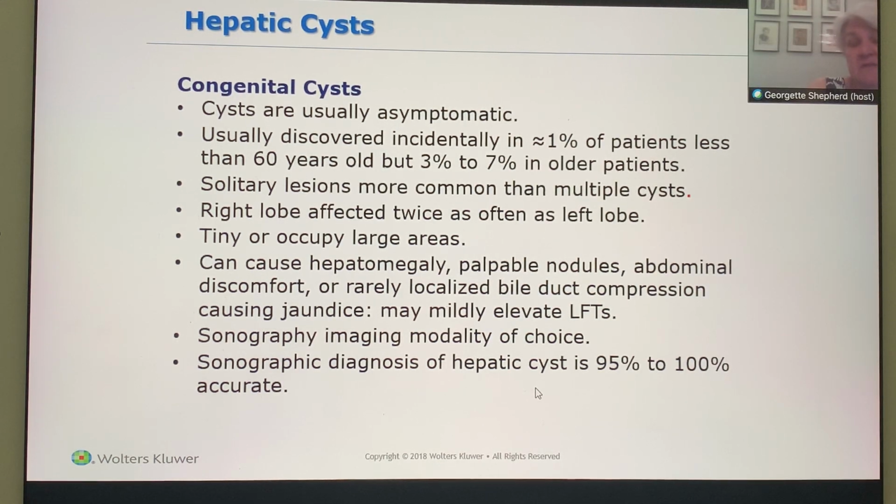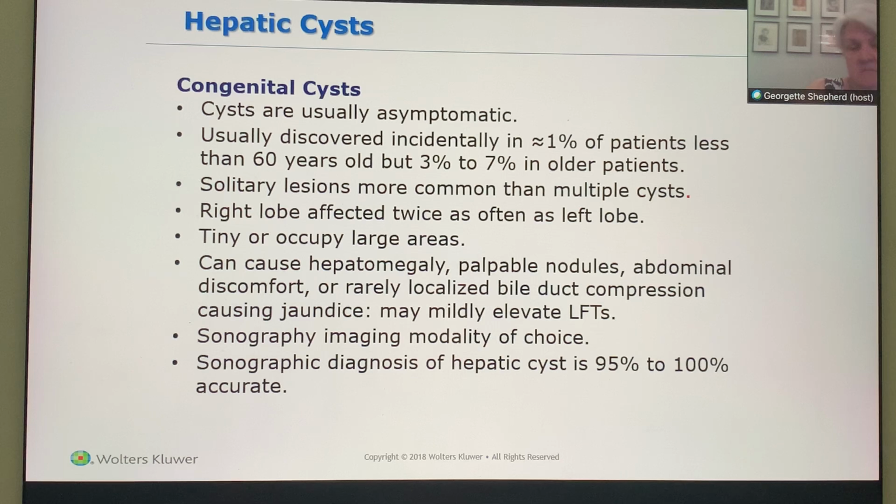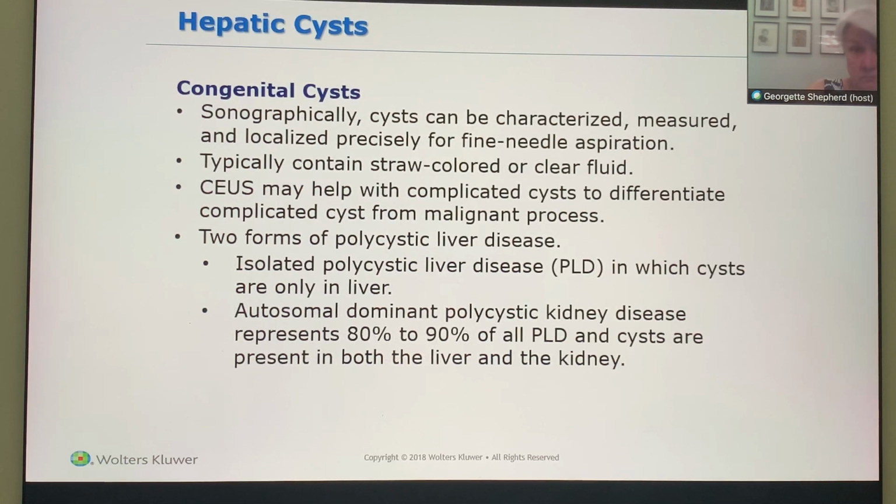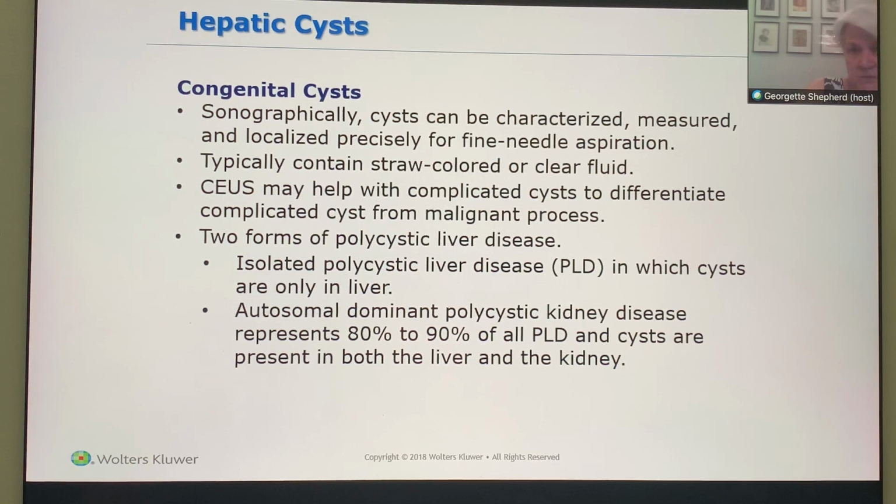Congenital cysts may elevate your LFTs, may not. If they get large, of course, it's going to cause hepatomegaly. They're usually going to be an incidental finding in the right lobe more than the left lobe. They can do contrast enhanced ultrasound to differentiate a complicated cyst from a malignant process.